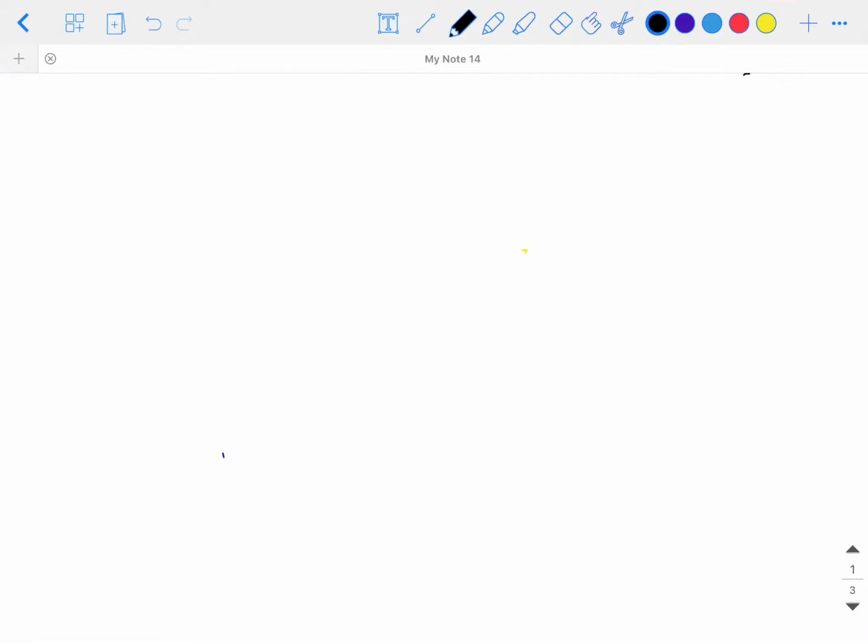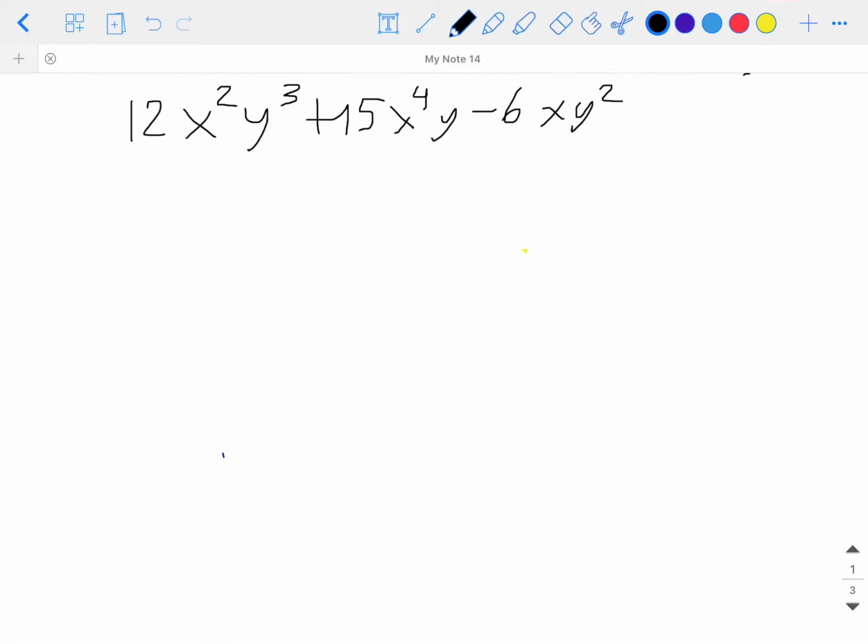So say that I have this question, 12x squared y cubed plus 15x to the 4th y minus 6xy squared. So let's list out the factors of 12, 15, and 6, since they're separated by their signs. 12 includes 6 times 2, so it's like a factor tree, and then 6 is the same thing as 3 times 2. So I'm going to lay out the terms. That's 2 times 2 times 3.